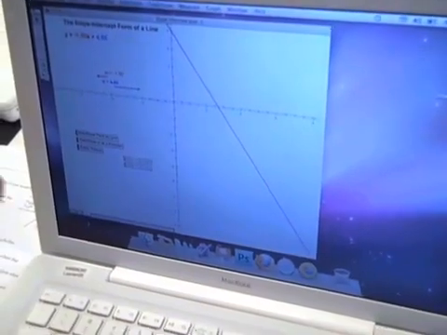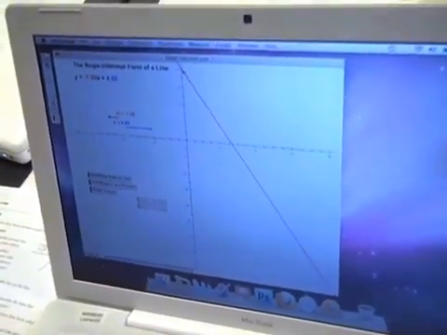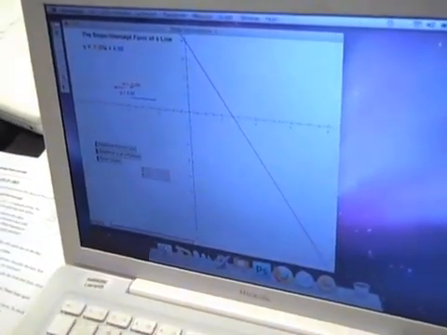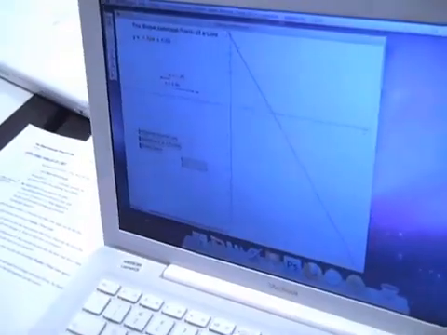The y-intercept, or B, is 4, so we brought it up here so it intercepts the y-axis at 4, and the slope is negative 1.5, and since it's a negative number, it'll decrease and go down like that.